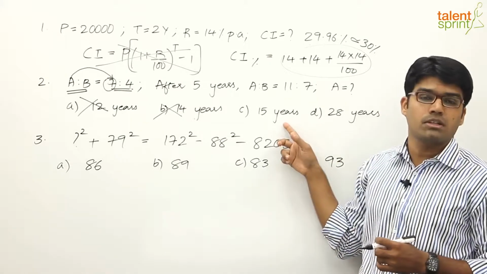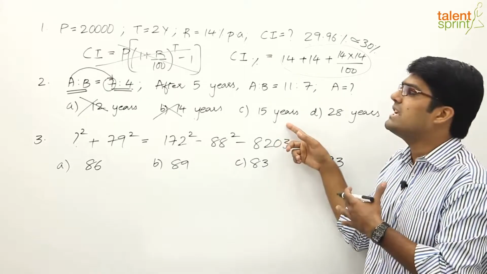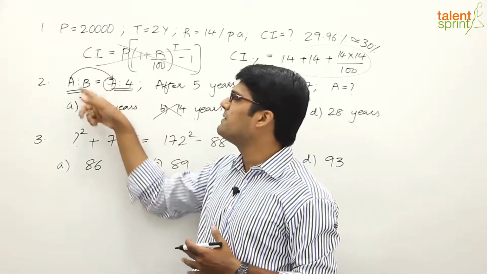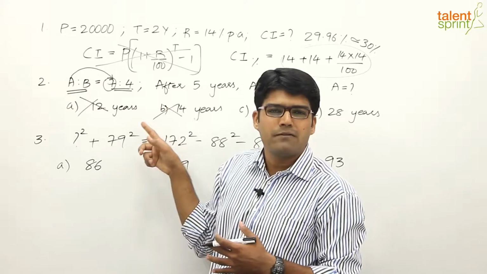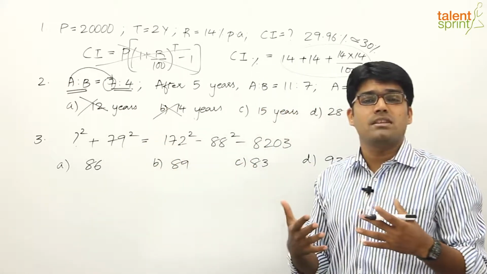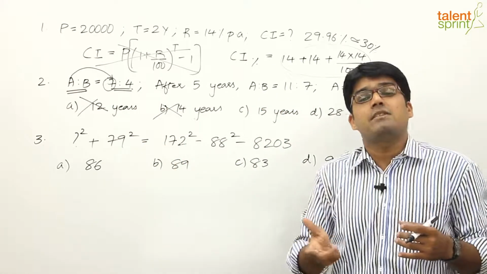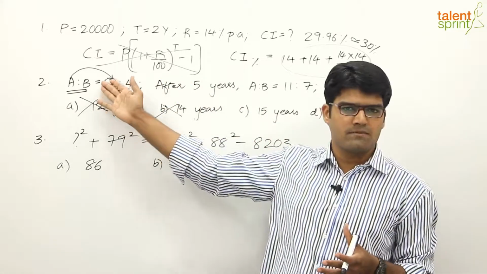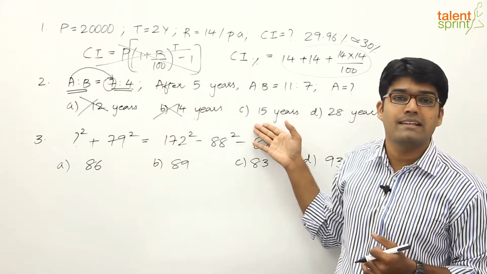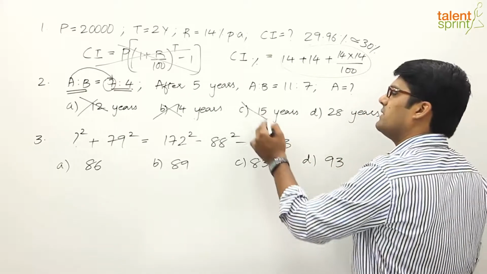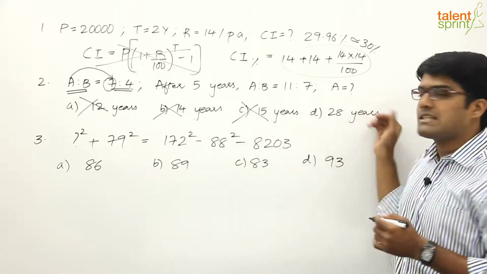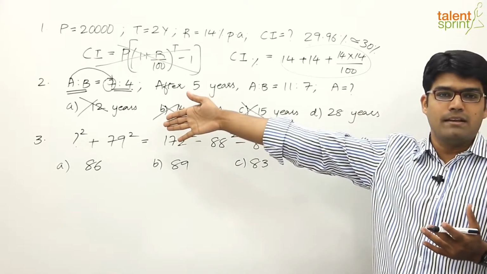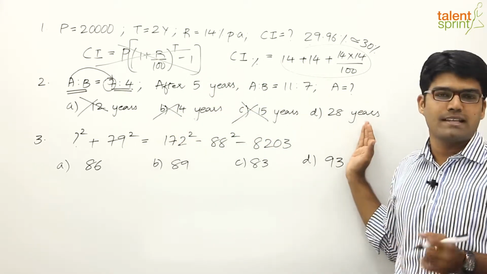Let us now substitute the third option, that is 15 years. A's age is 15 years. If you substitute 15 here, what happens? We'll say 15 by B equals 7 by 4. But since most of the times the answer in these questions will be an integer value, we know that 15 is not a multiple of 7. So even this does not seem to be the right answer. So we can rule this answer out and look at the last option, 28 years. Since already 3 of the answer options have been eliminated, we can say that option 4 is the correct answer.